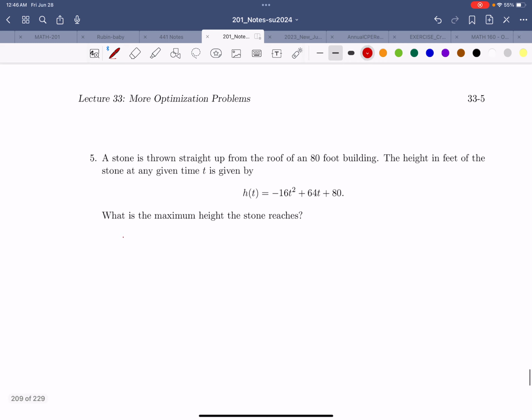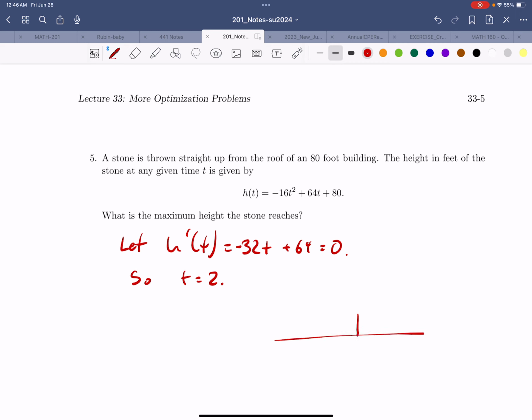We're going to let h prime of t equal 0, right? And that's going to be 32t plus 64 equals 0. I think it's pretty clear then that t equals 2. Oh, wait, sorry, that was negative 32. That makes more sense, right? T equals 2. And to be clear, that's 2 seconds. Now, first we're going to make sure that we have a maximum, which we do. If you plug in 0, you're going to get a positive. Plug in 3, you get a negative into h prime, so we're good to go.